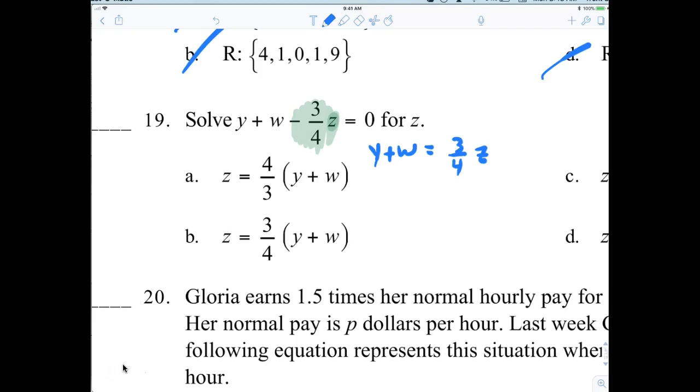Now I have to get rid of the what? I have to get rid of the 3/4, so I multiply by the reciprocal. Multiply by the reciprocal. All right, and when I do that, I end up with 4/3 y plus w equals z.